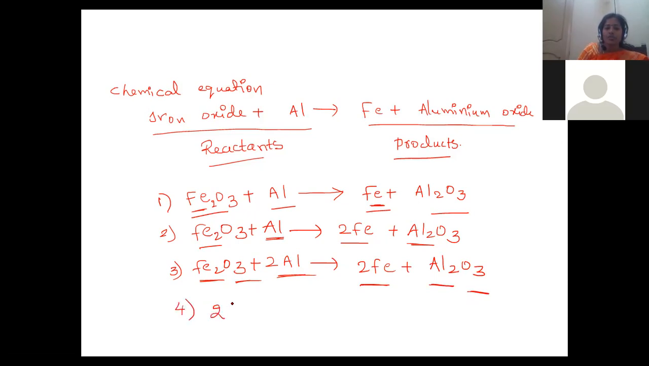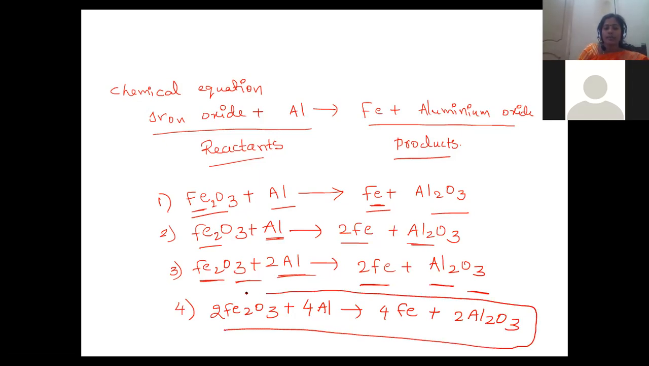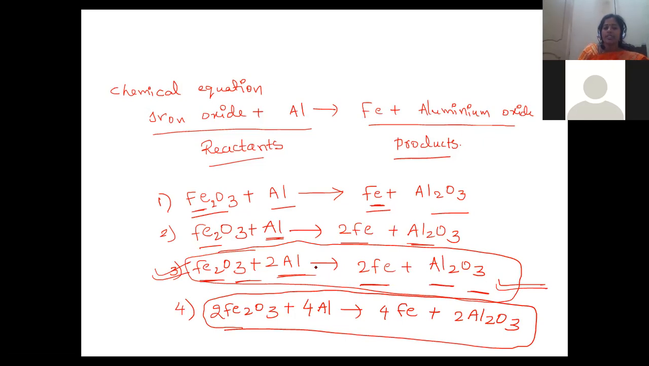I'm giving one more equation for this. 2 Fe2O3 plus 4 Al gives rise to 4 Fe plus 2 Al2O3. This is also a balanced equation. Only by doubling the coefficients it will be obtained. This is also balanced. Now let us predict which is the exact representation of the balanced chemical equation among these two. Where minimum coefficients are present, that is the actual requirement. That's why the first one will be the exact representation of the chemical equation for iron oxide on treating with aluminium. Iron plus aluminium oxide formation is possible, right? So this is another example for balancing an equation.